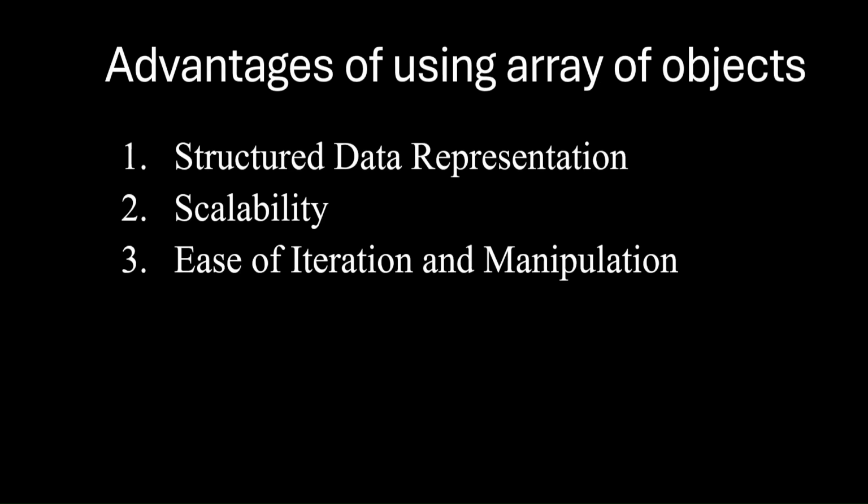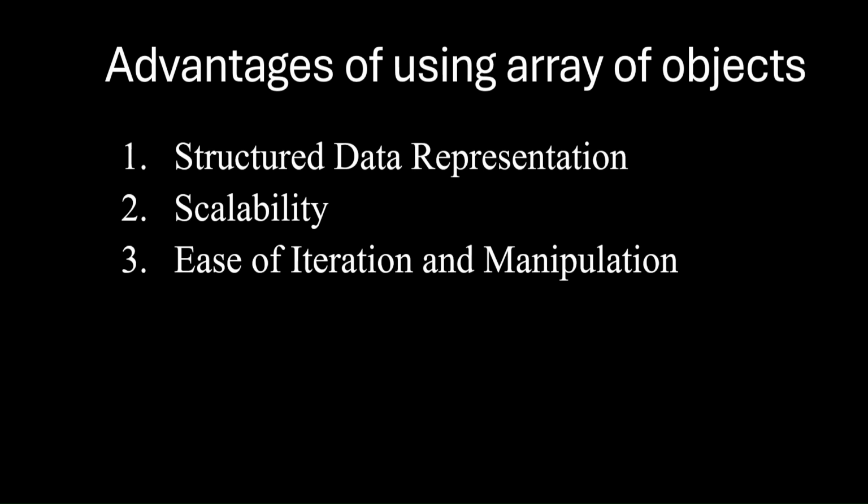What are the main advantages of using an array of objects in React? The first advantage is that an array of objects allows us to organize data in a structured way, where each object can contain multiple related properties. The second advantage is scalability. It's straightforward to scale the application by adding more properties to each task object if needed. The third advantage is ease of iteration and manipulation. React makes it easy to iterate over arrays using JavaScript's built-in array methods like map and filter.